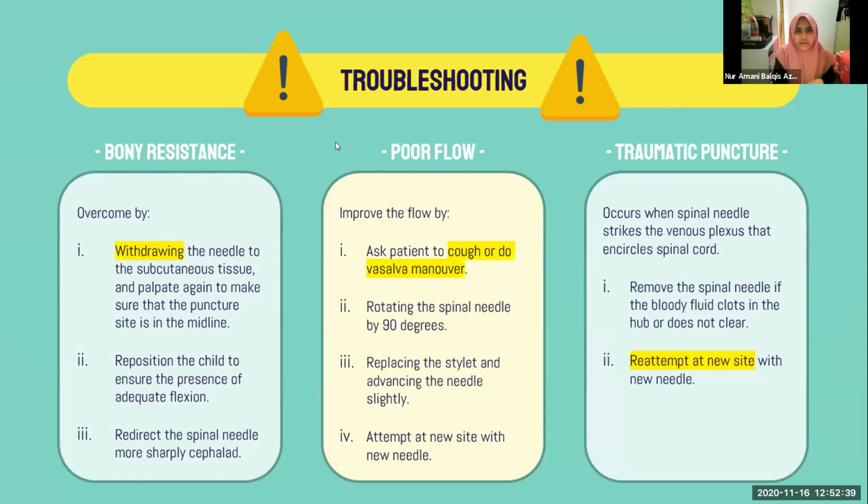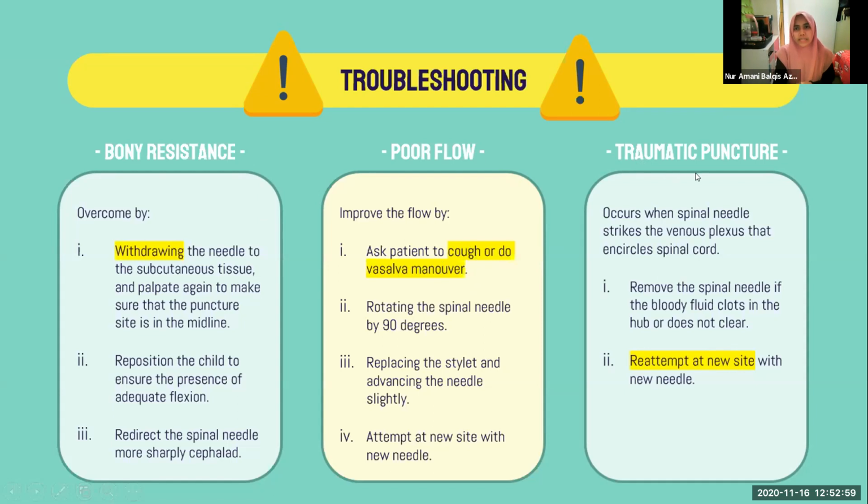And the second trouble is a poor flow of the CSF. So what we can do, we can ask the patient to cough or do the Valsalva maneuver. And then for babies or for infants, when they cry, it can also increase the flow of the CSF.